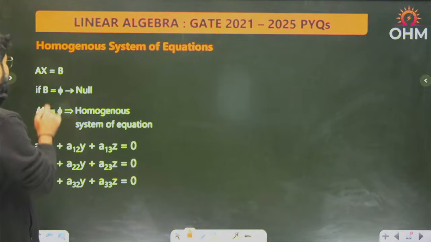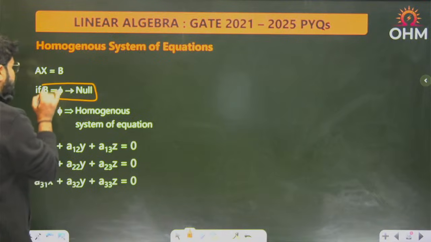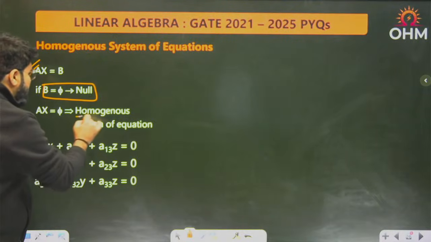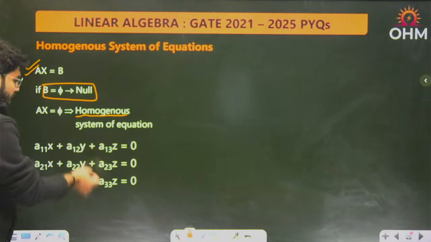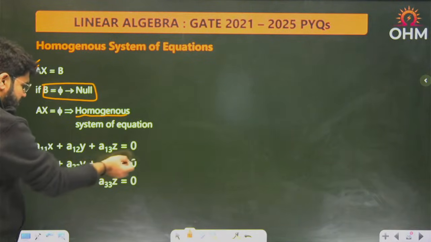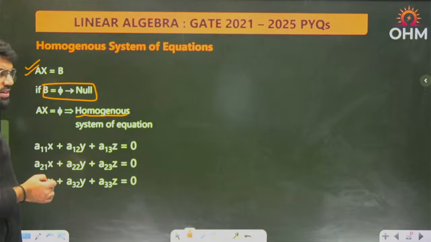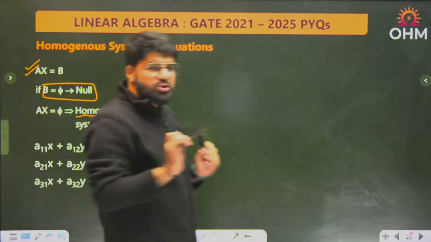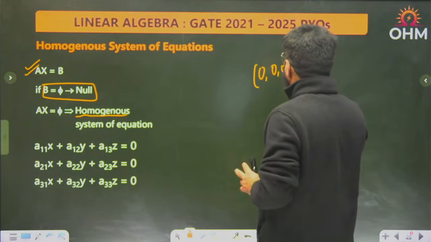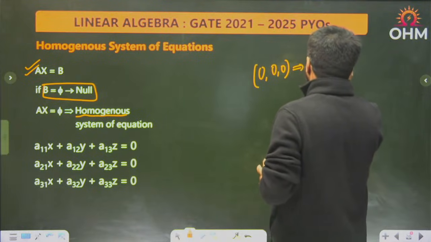Not only here, let me go to a general discussion first. Normally the system of equations was AX equal to B. But when the right side B is a null matrix, everything 0, then the system becomes a homogeneous system of equations. Here 0 plus 0 plus 0 is 0, and again 0 plus 0 plus 0 is 0. That means all 3 equations are satisfied. So (0, 0, 0) is always a solution.